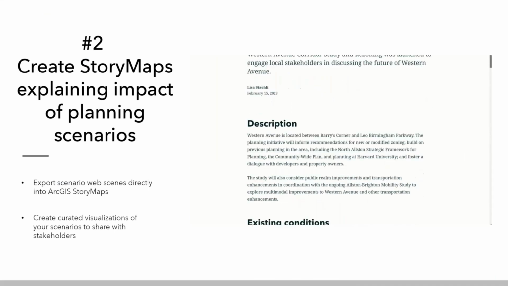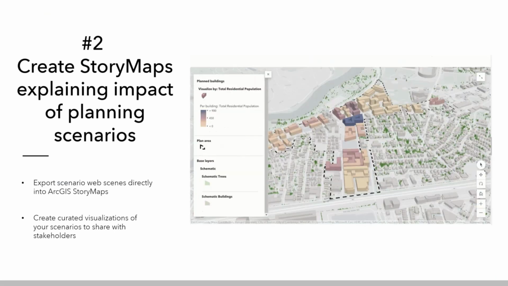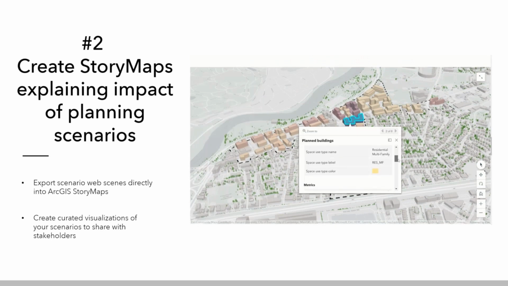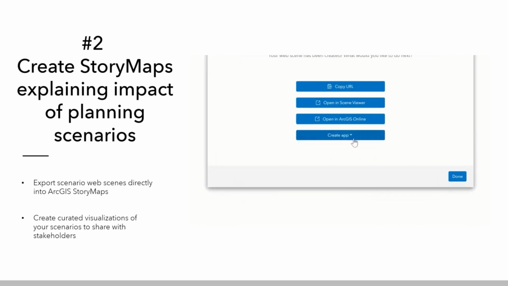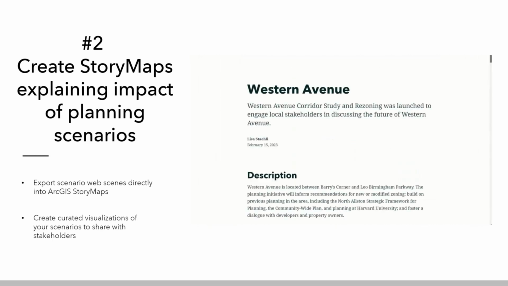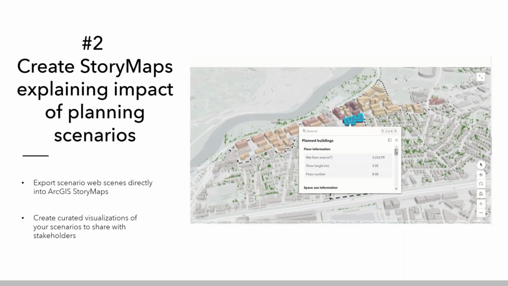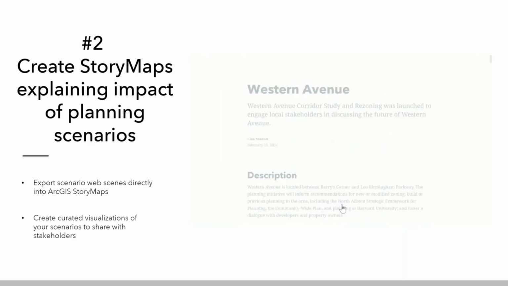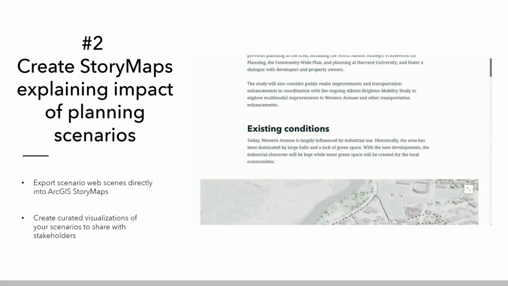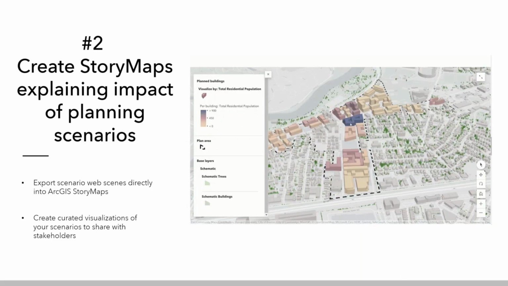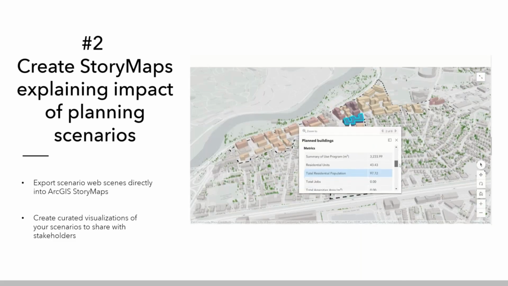All right, many of you may already be familiar with StoryMaps, but it's Esri's storytelling application that allows you to draw from different types of content like maps, pictures, videos, and text to help craft your narrative. With the new release, scenarios directly from Urban can be incorporated into StoryMaps to create curated visualizations that we can share with our stakeholders. So moving on to the demo.